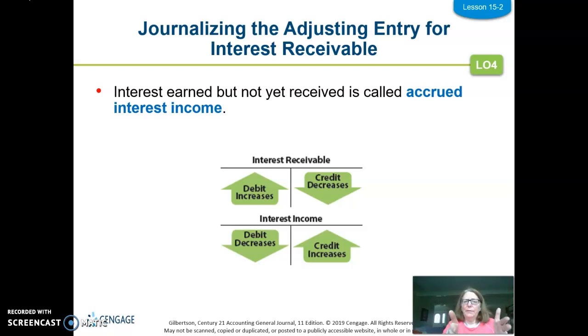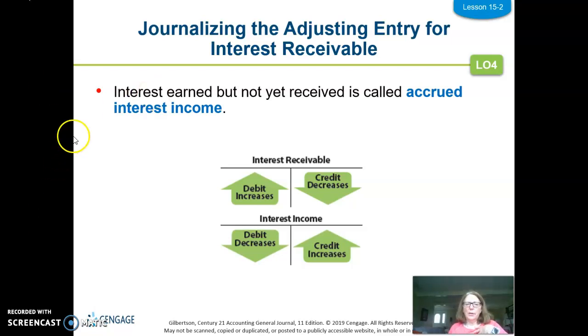Well, the key is this. If I have a 90-day note that I agreed to and signed on December the 1st, it's not going to mature until February of next year. So at December 31st, I've earned interest from December 1st to December 31st. 30 days of that 90-day note, I've earned it. So I need to record that revenue in that period that I've earned it. So that's what this adjustment is related to.